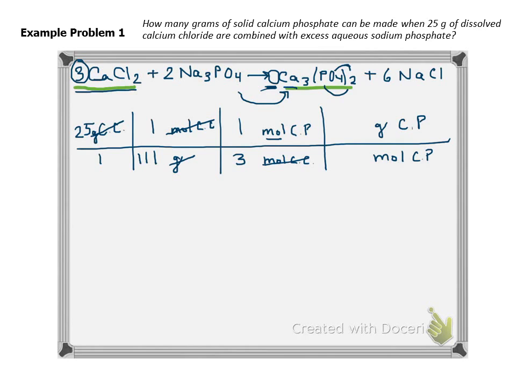If you are not sure how to determine how many atoms of each element there are, please see me after class. So adding up those values, that comes to 310 grams for every mole of calcium phosphate.